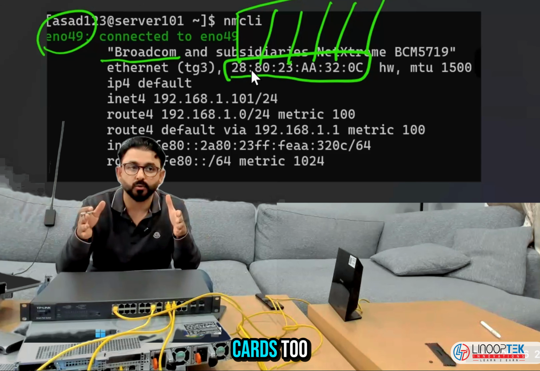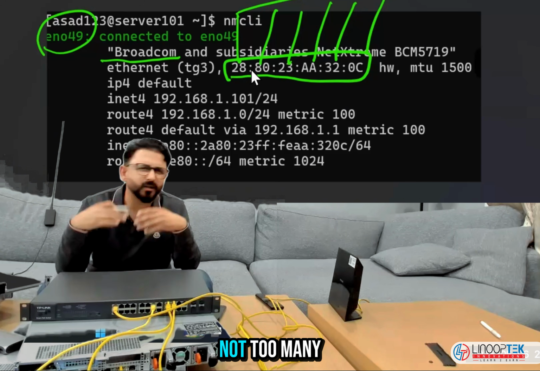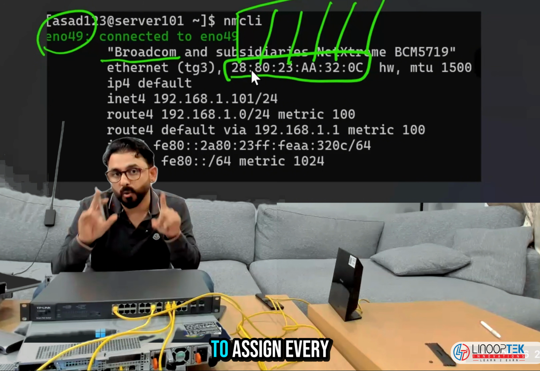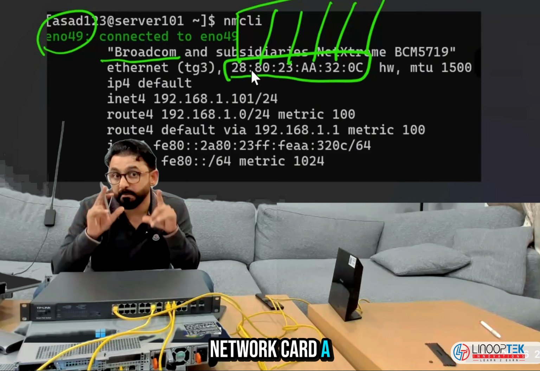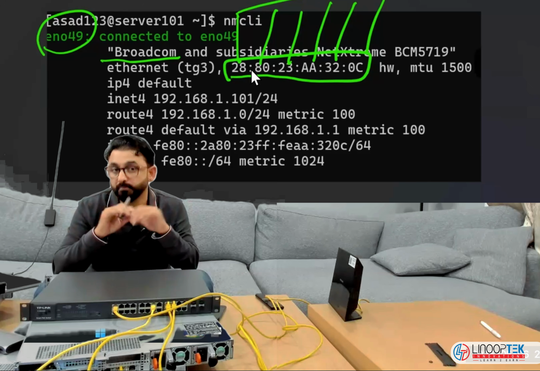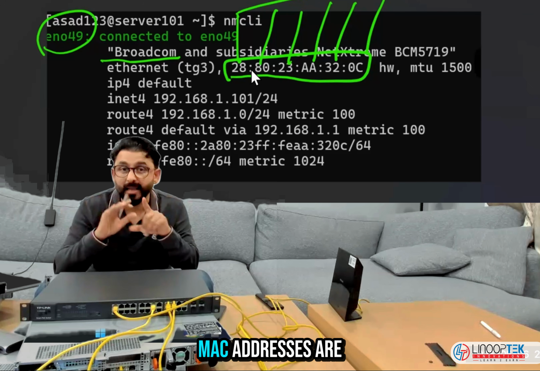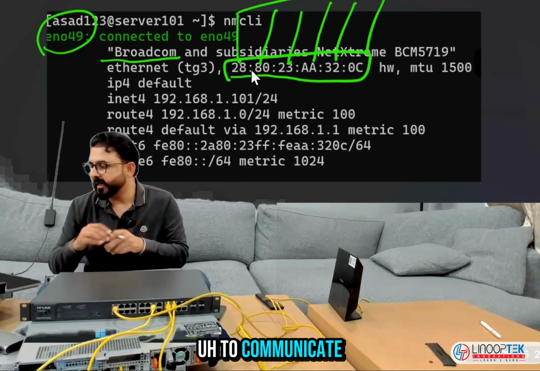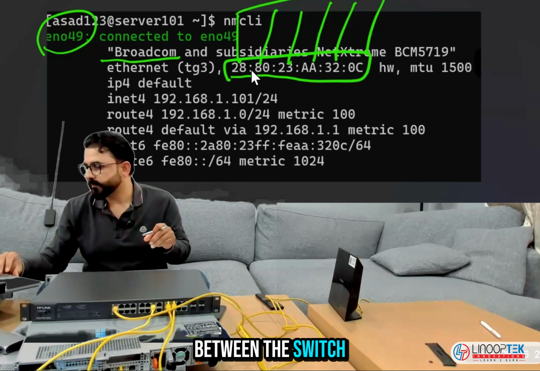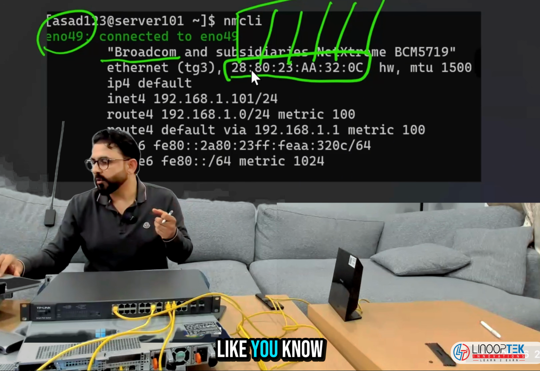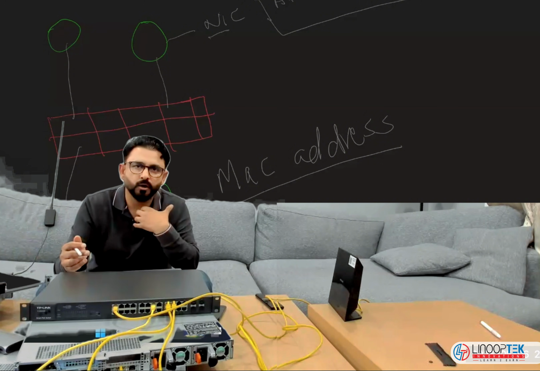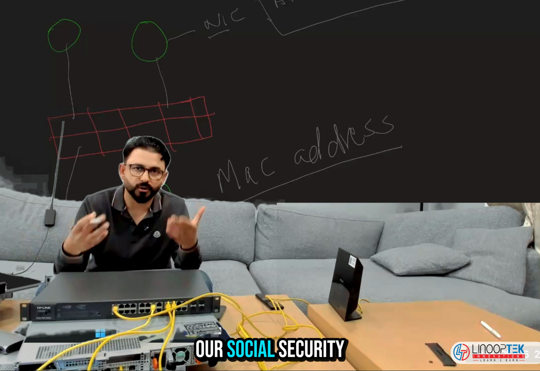Cisco makes network cards too. Qualcomm makes chips, not too many network cards. They are responsible for assigning every network card a MAC address. MAC address is very important because MAC addresses are used to communicate with the switch. This is just like how you have a Social Security number. We are known by our Social Security number in our system.